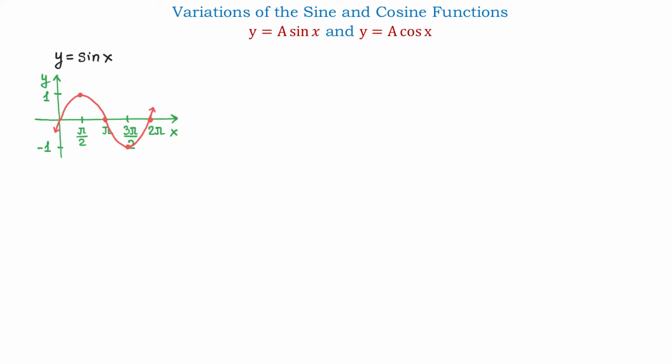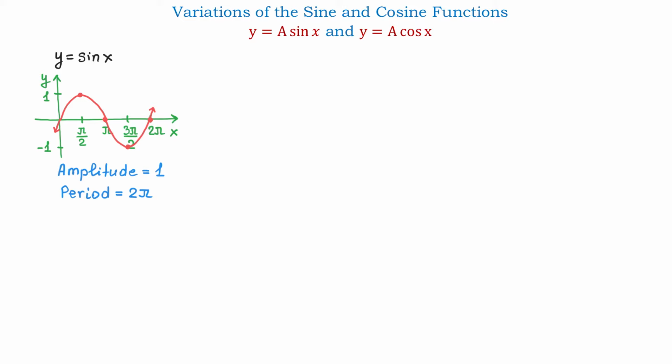So here we have the graph, and the maximum value of this function is 1 and the minimum value is -1. The amplitude of this function is 1, and this represents the maximum value of this function. The period of this function is 2 pi, and this means that the function repeats itself every 2 pi units. Also notice that the sine function passes through the origin.